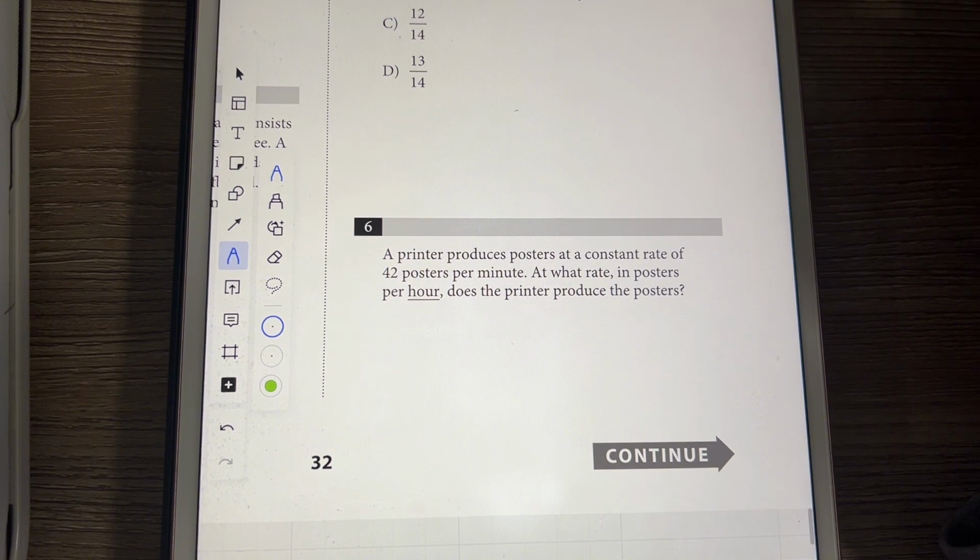Peter Piper picked a peck of pickled peppers. My 4th grade choir teacher would be really, really proud of that one.